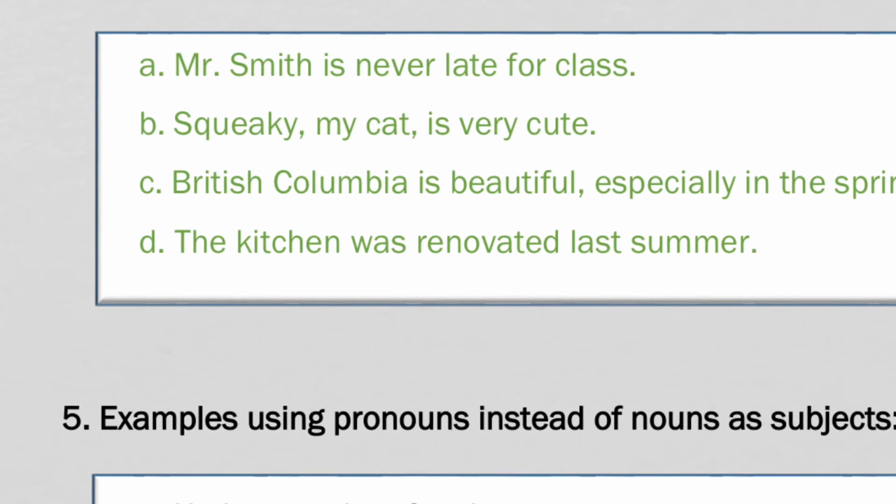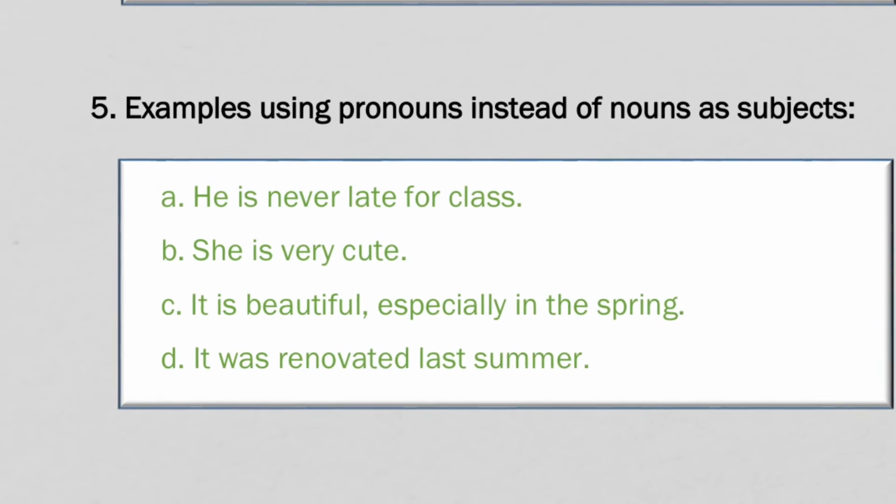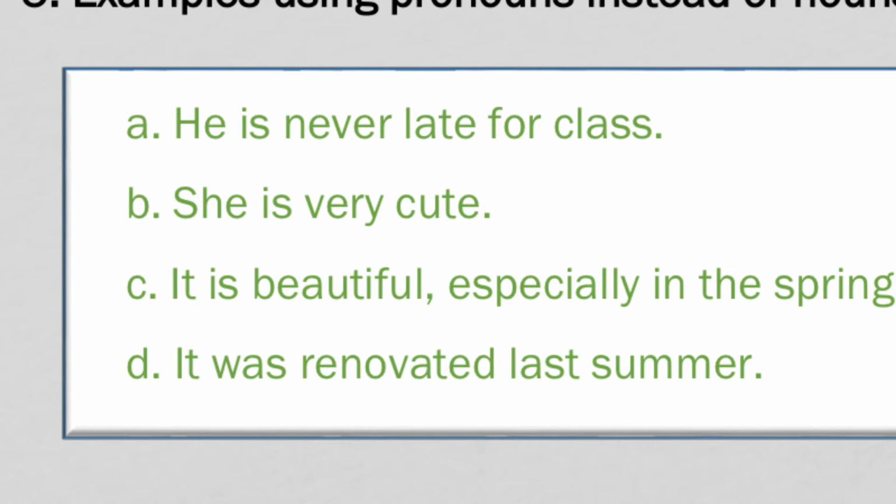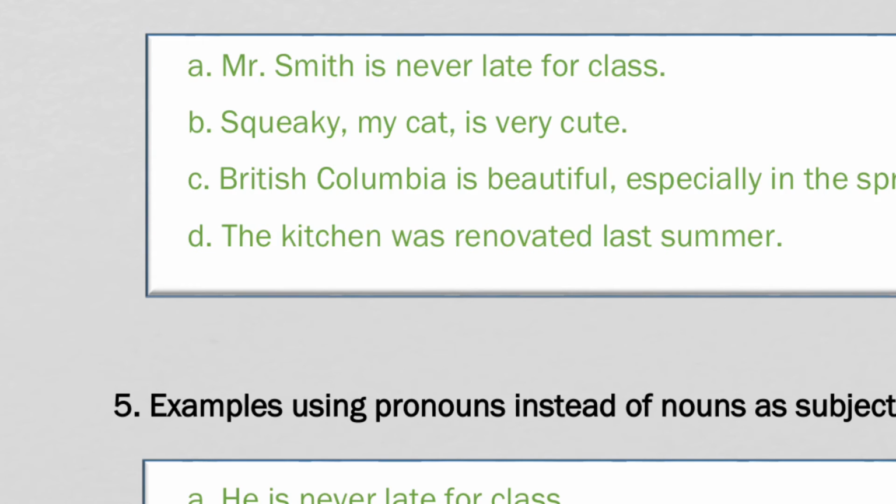Let's compare the second example. Squeaky, my cat, is very cute. So we have two nouns there. We've got Squeaky and cat. Now, I changed the sentence quite a bit here. I just said she is very cute. In that sentence, there aren't any nouns. She is a pronoun. Is a verb. Very is an adverb. And cute is an adjective. Don't worry, we'll learn more about parts of speech. I just wanted to explain that one to you.